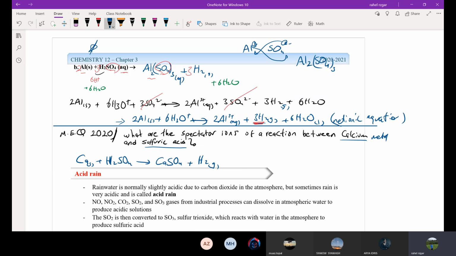This was a trick question. A lot of students have said that the spectator ion is SO4, while forgetting that calcium sulfate, according to rule number 4 in the precipitation guidelines in chapter 2, is insoluble.